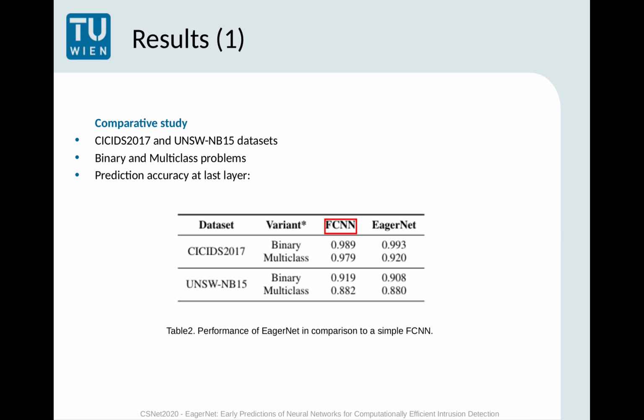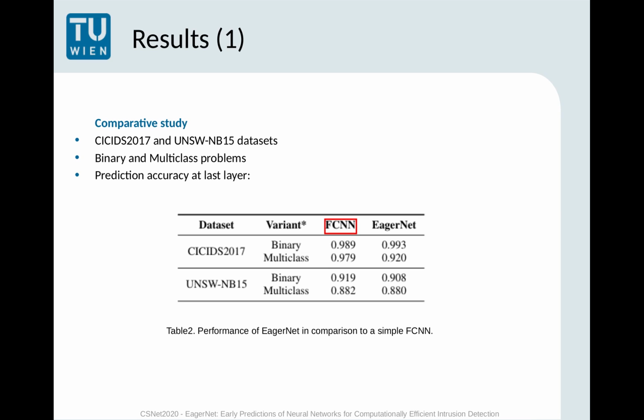Now for the results that we obtained, we performed a comparative study, and the goal here was just to compare our EagerNet architecture to a simple FCNN. And for that we used 2 datasets. One dataset from 2017 and the other one from 2015. Both are intrusion detection datasets, so a set of packets with labels. And we applied it to 2 problems, a binary classification problem and a multi-class classification problem. For the binary you have either 0 or 1, so it means that it's normal traffic or malicious traffic, and the multi-class is trying to find which attack it actually is.